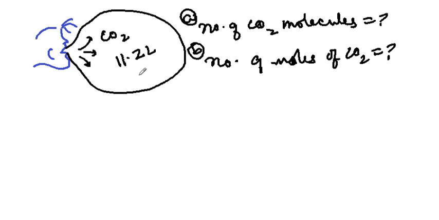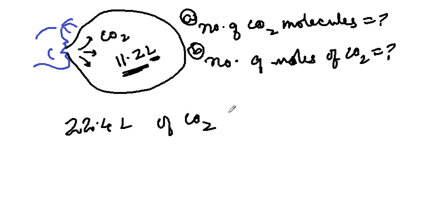We need to always remember that we are going to use the idea from the mole concept first. So this is the given, the one that is provided to us, the liter, the volume. So we're going to use that on the left hand side. So 22.4 liter of carbon dioxide is, let's do the part B first, 22.4 liter of carbon dioxide is 1 mole of carbon dioxide.